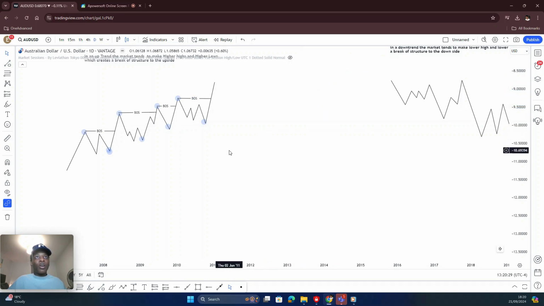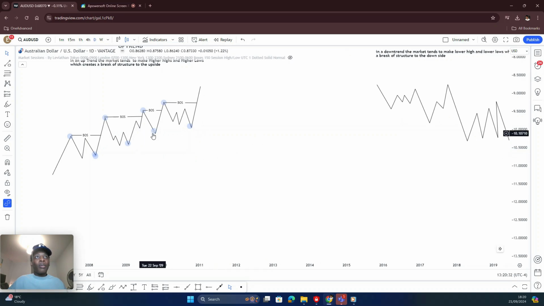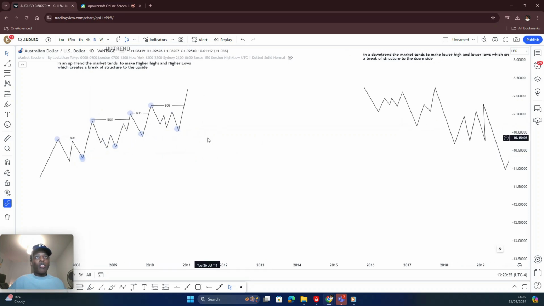Now, again, you have to mark out the point that caused the break of structure, because like I said before, if you mark these two points here, you are on the wrong side of the market, my friend. You are on the wrong side of the market, because if you, for example, want to take a trade from here, and you say, cool, this is my last lower high, so I want to take a trade from this point here to the upside.